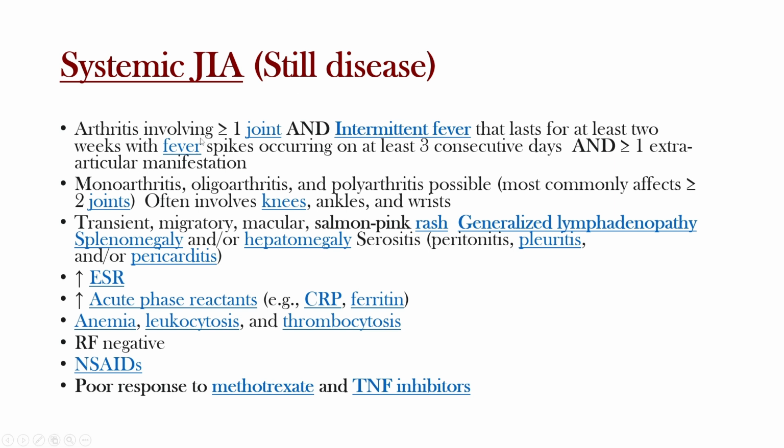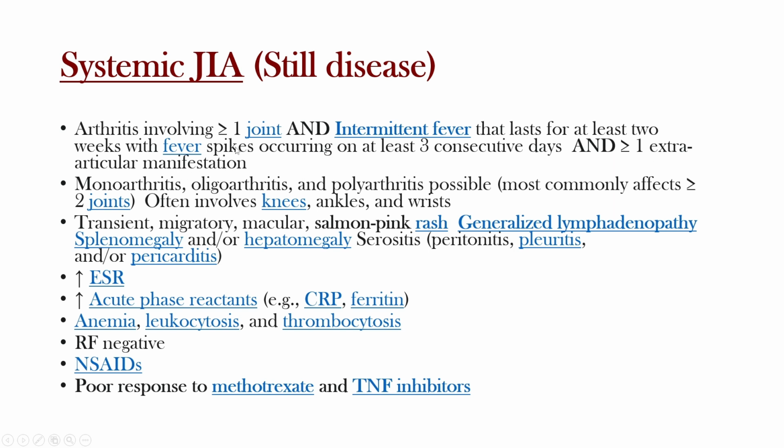Then we will have systemic juvenile idiopathic arthritis, which is also called Still disease. It involves arthritis in more than one joint and intermittent fever lasting at least 2 weeks, with fever spikes occurring on at least 3 consecutive days, and more than one extra-articular manifestation. So you should have a problem with the joints, fever, and one extra-articular manifestation.